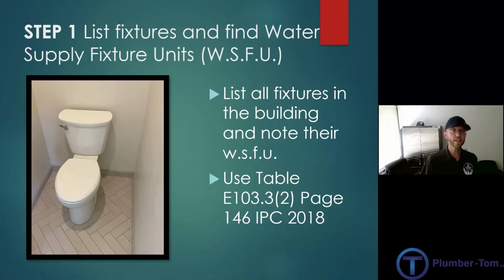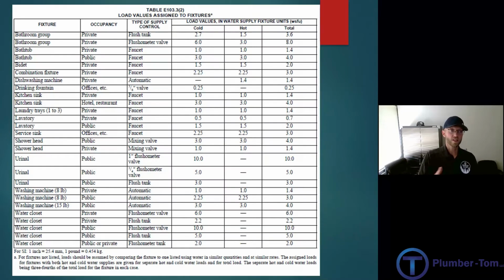And the first thing we do is we list the fixtures and find the water supply fixture units. What that means is I'm going to go through the whole building or branch, whatever I'm dealing with, and I'm going to list out every single fixture that is connected. Then I go to the table on E103.3, parentheses 2, which looks like this.